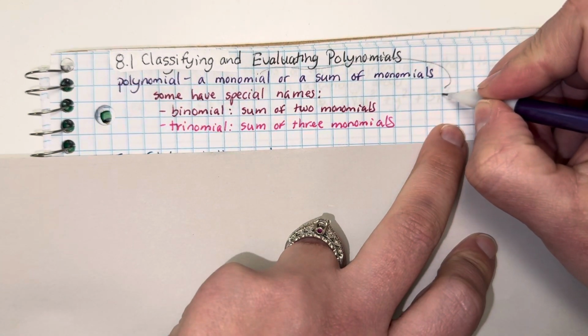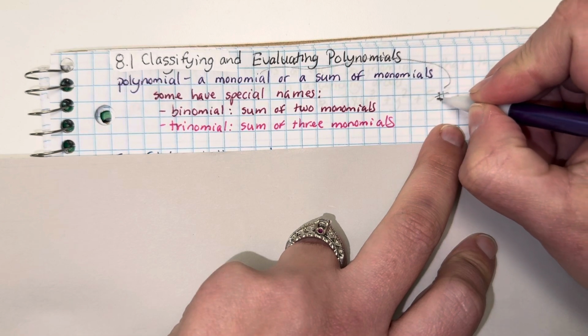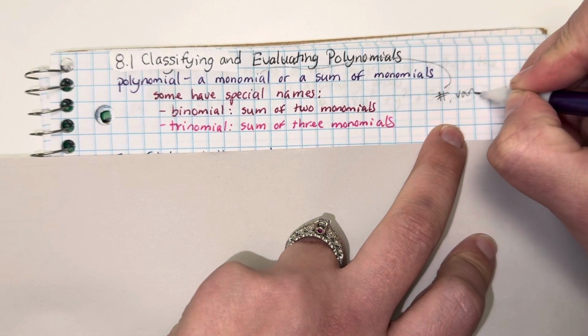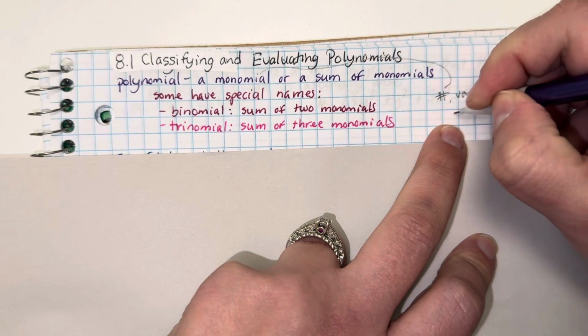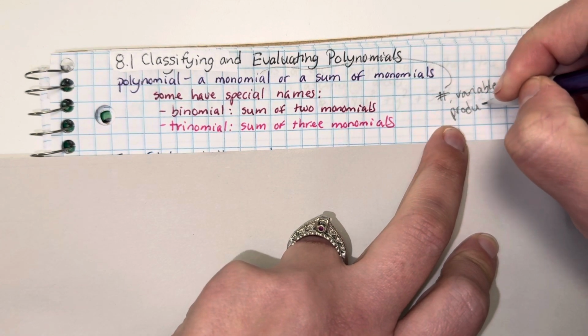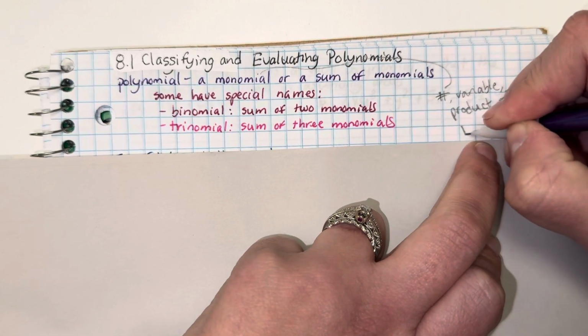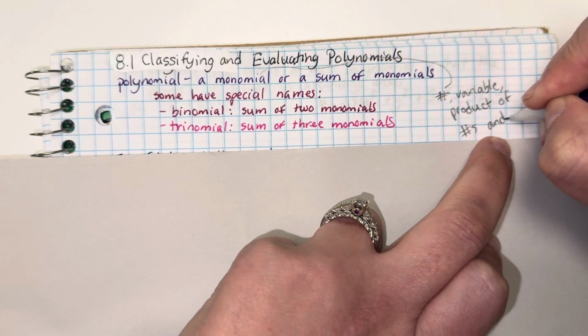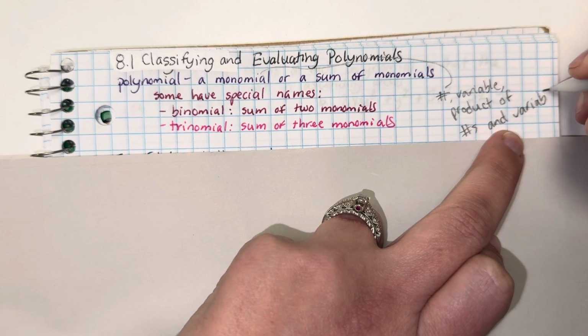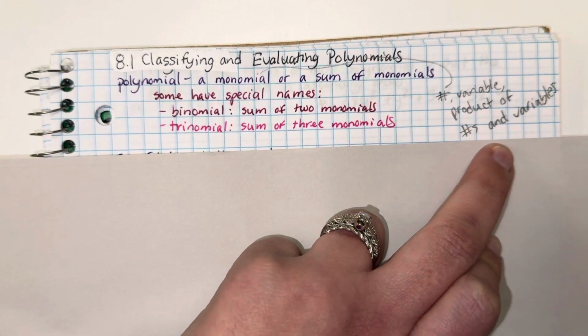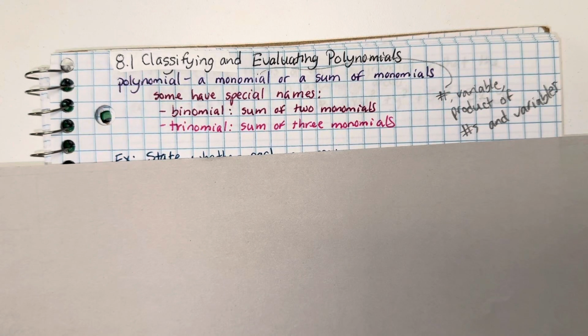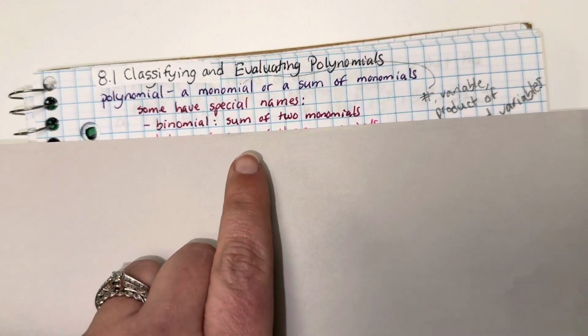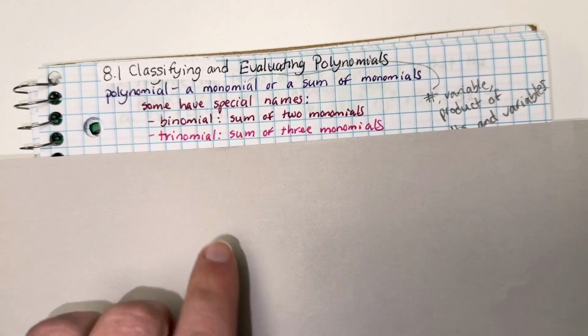A monomial is a number, a variable, or a product of numbers and variables. Okay. So 7 is a monomial, 6a squared is a monomial, b squared c is a monomial. Okay. And then if there's two of those added together, that would be a binomial and a trinomial.